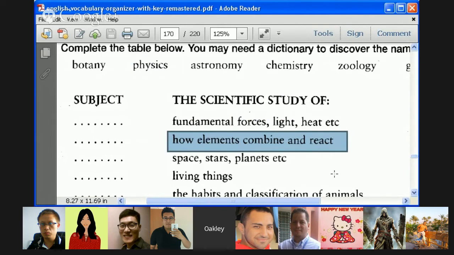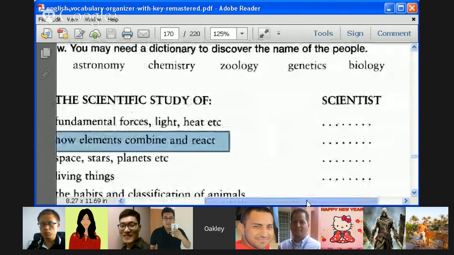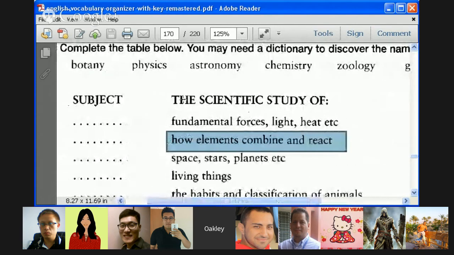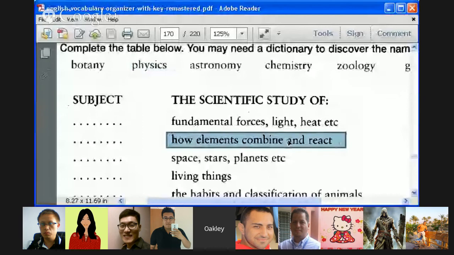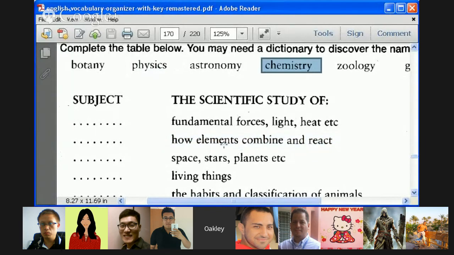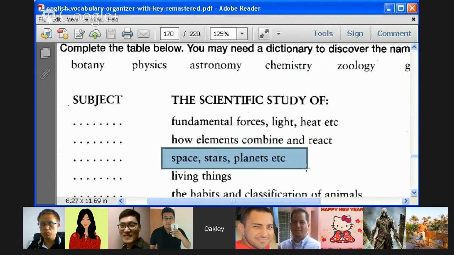Yes, so clean. How elements combine and react. The first one was physics. Okay, right. So I think it's maybe chemistry? Elements are all the chemicals or basic elements, or they're combinations of elements. So, yeah, combinations. Yeah, that's it. Chemistry. Okay, good job.